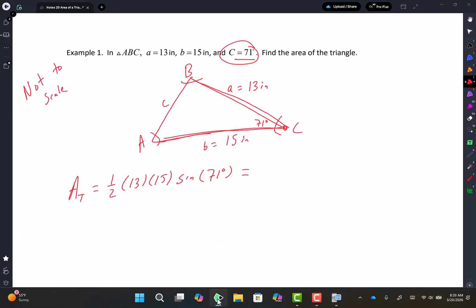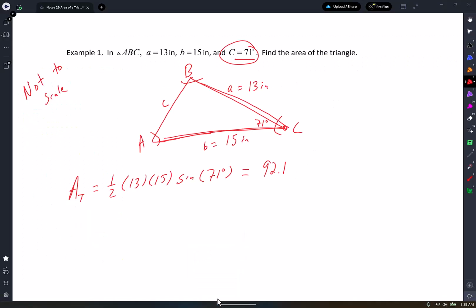92.188. And this is area. What are my units on this one? Well, square inches. I know I wrote inches squared, but when you're talking about area, you say square inches.